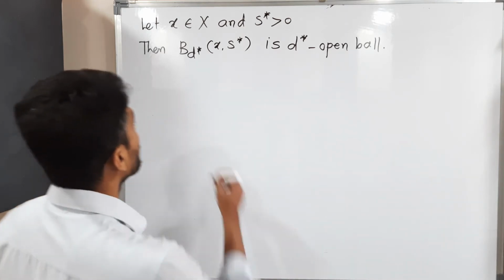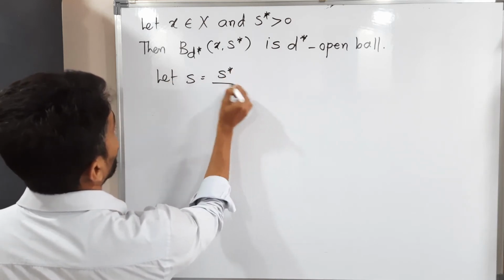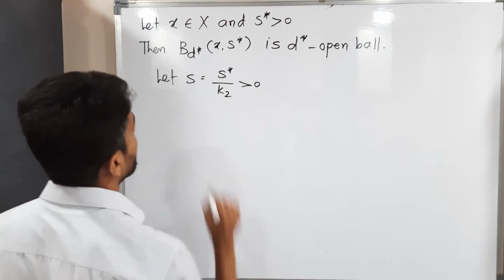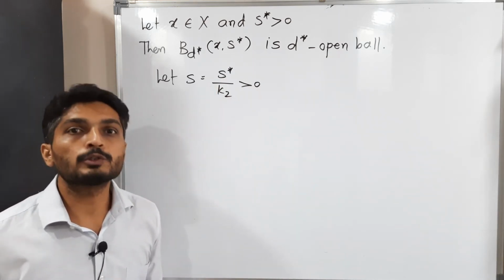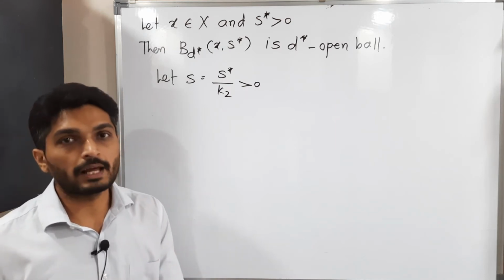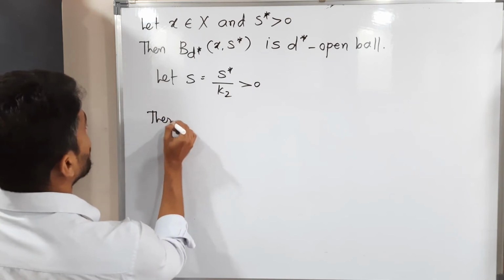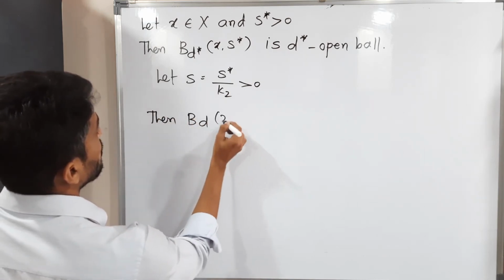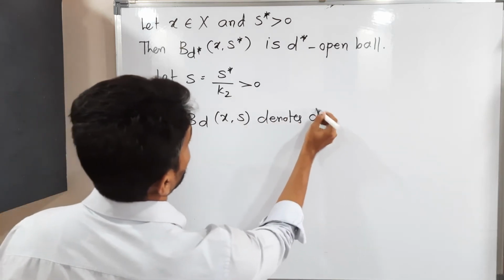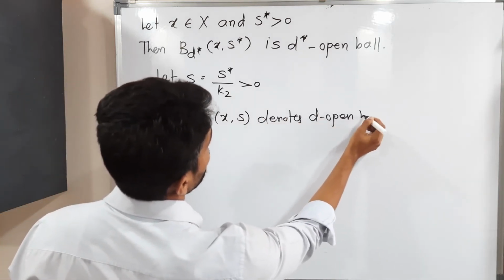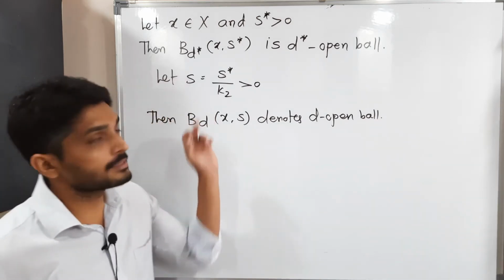Okay, so what will I do? Let s equal s* upon k2. Obviously it is greater than 0, since s* is a positive real number and k2 is also a positive real number, so their ratio is definitely a positive real number. Then B_d(x, s) denotes a d open ball. In this way we define one d open ball by selecting this radius.